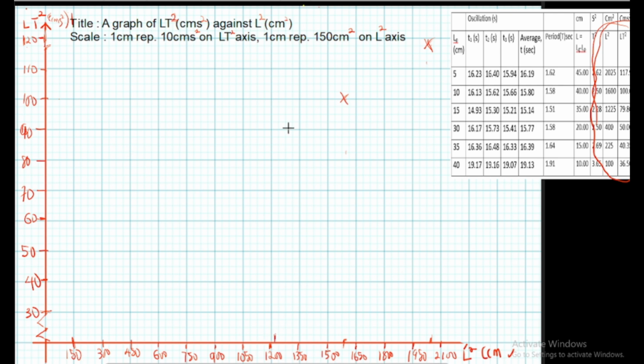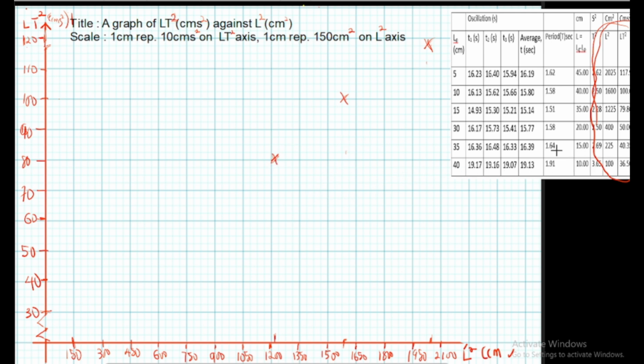Then we have 79.8, which is approximately 80. So we can just take it to be 80. Okay, so we choose here. So plot our points here. Okay, so this is what we have here.